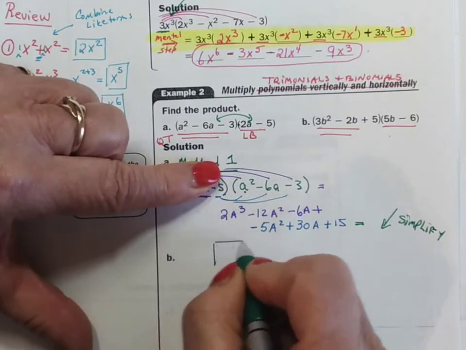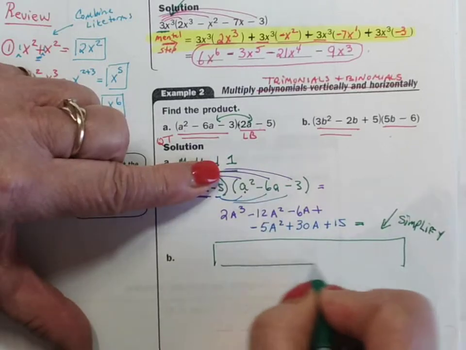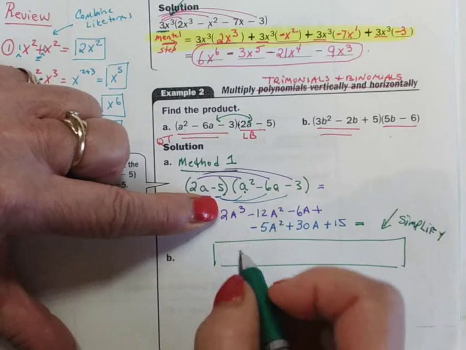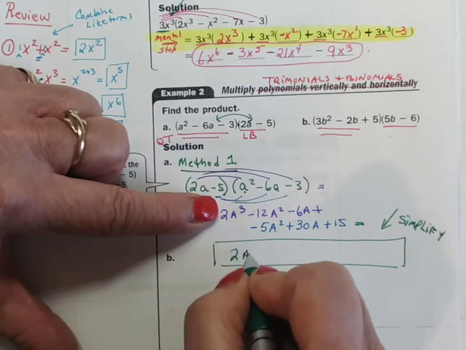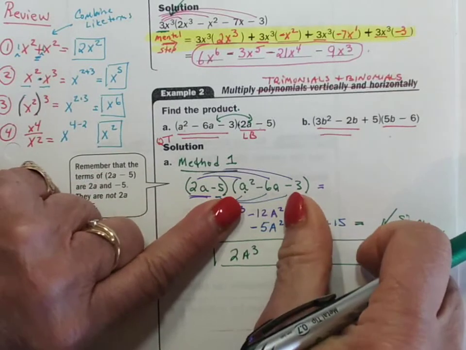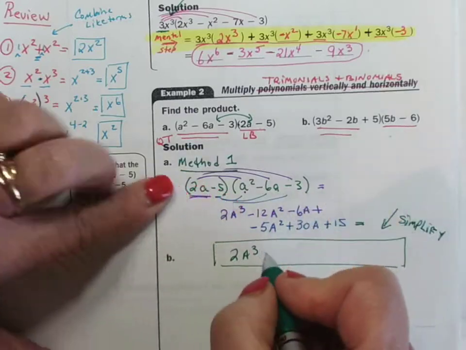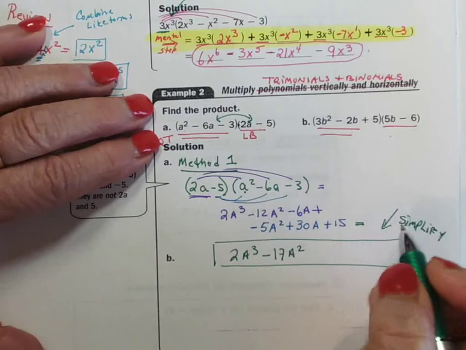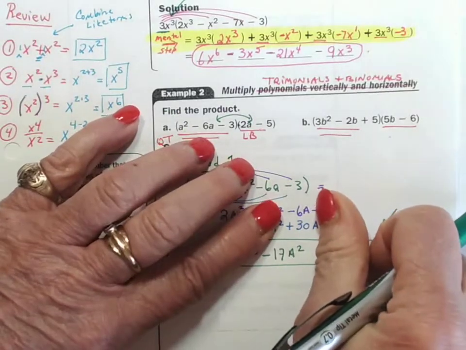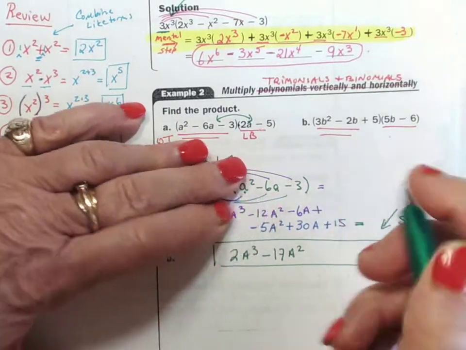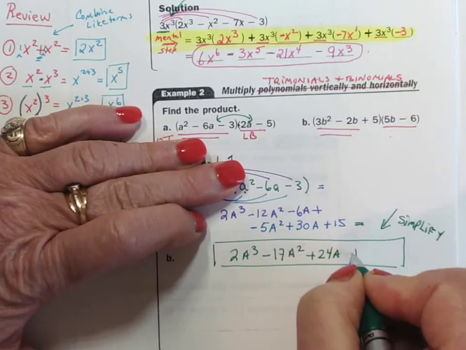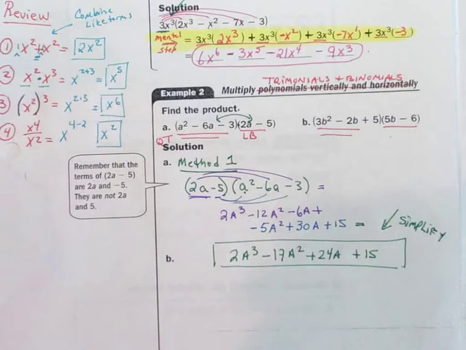So our answer, we always want to start with the highest exponent, is 2a cubed. We're going to add these like terms, minus 17a squared. Add these two like terms, plus 24a plus 15.